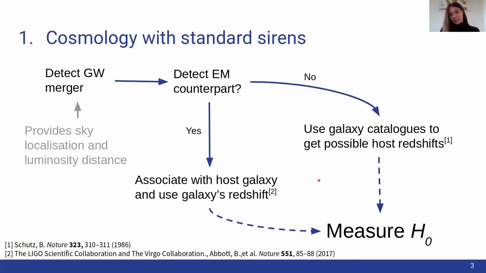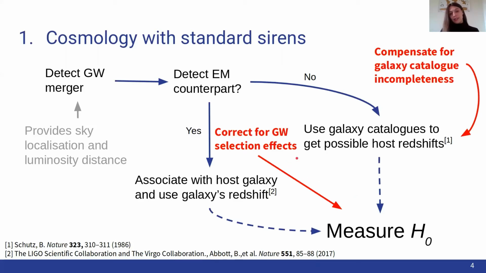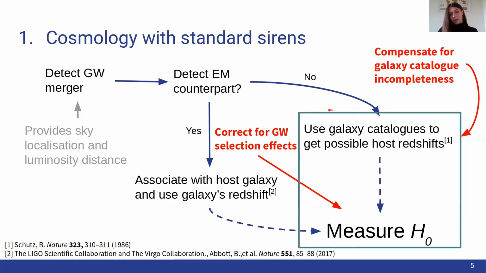Now, obviously, this is a very simplified view. Two immediate things which spring to mind, which also need to be addressed, are one, correcting for gravitational wave selection effects, which is the fact that our gravitational wave detectors have finite sensitivity. And then we also need to compensate for galaxy catalog incompleteness, the fact that our galaxy catalogs are not complete and therefore might not even contain the real host galaxy of the event. But this area in particular is what I have been focusing on. And this is what I'll be talking about today, where the term dark standard Siren just simply means we have not detected an EM counterpart, and so we are going to use this method instead.